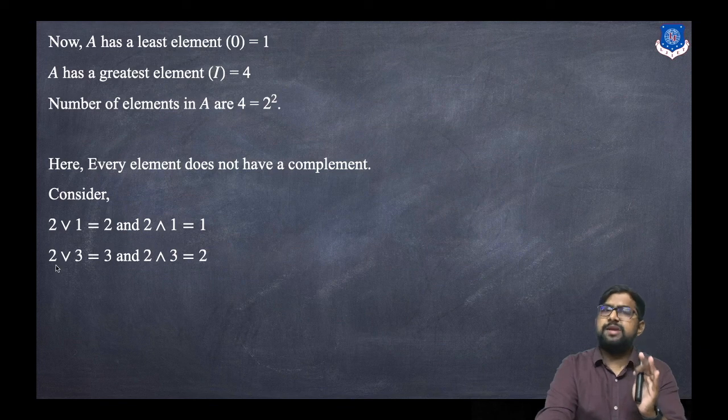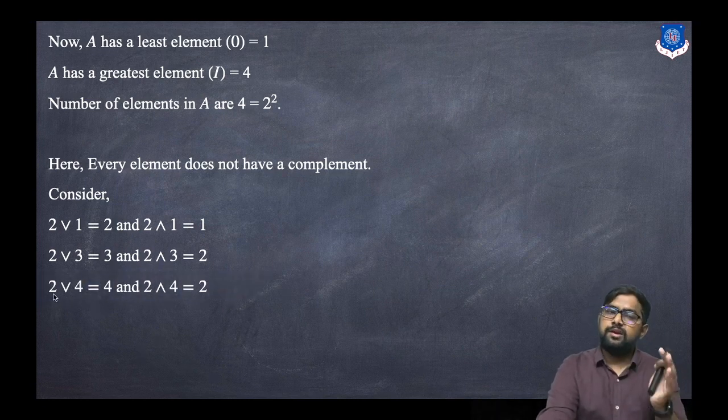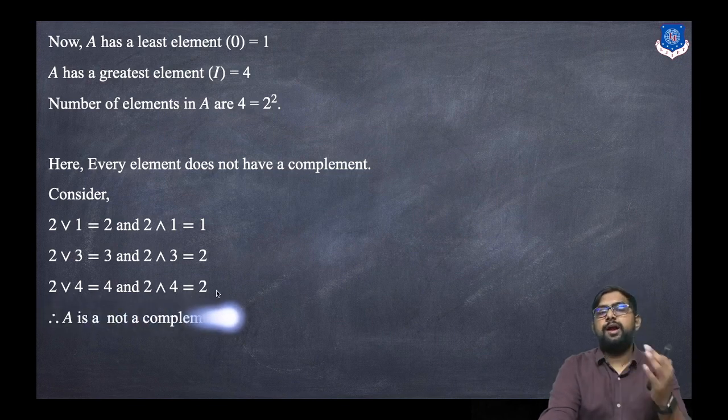Now in the same manner, this 2, 3. So that means 2 and 3. So the least upper bound of 2 and 3, that is 3. And the greatest lower bound of 2 and 3, that is 2. Now in the same manner, just consider 2, 4. Now the least upper bound of 2, 4, that is 4. And the greatest lower bound of 2 and 4, that is 2. And so that means A is not a complementary lattice.